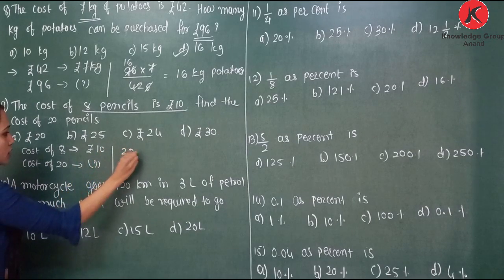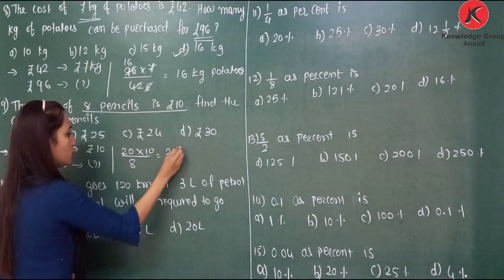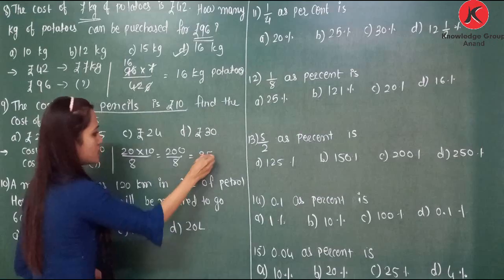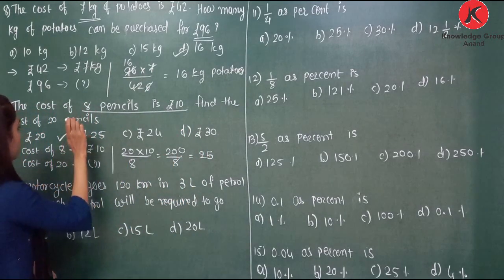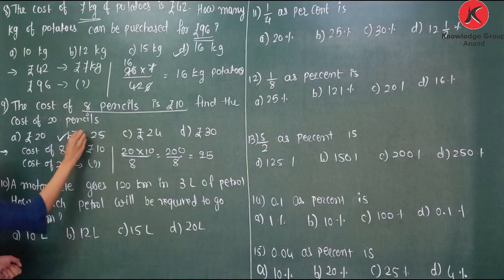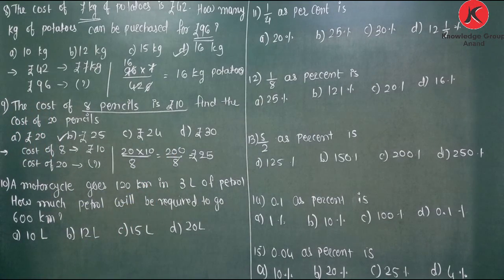Cross multiply. 20 multiply 10 divide 8. So it is 200 by 8. So 8 2s are 16. 8 5 is 40. So it is 25. So that is 25 rupees. So cost of 20 pencil is 25 rupees.